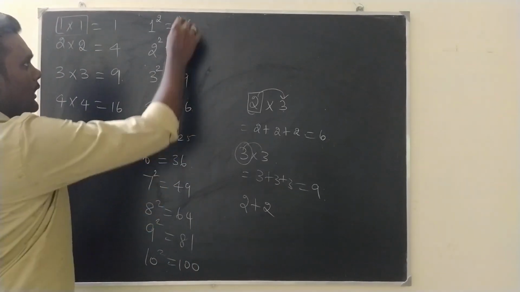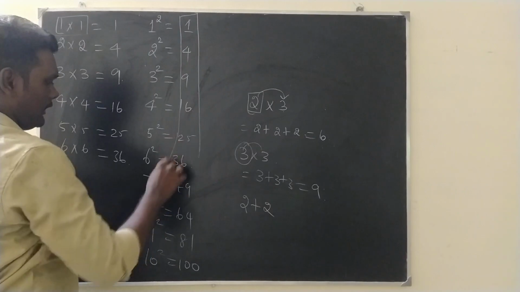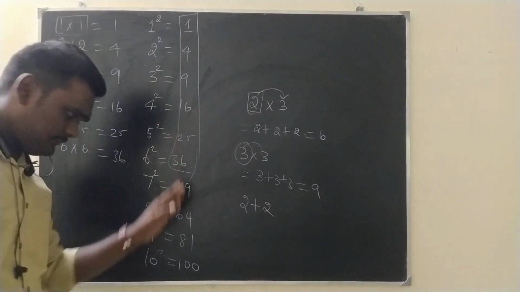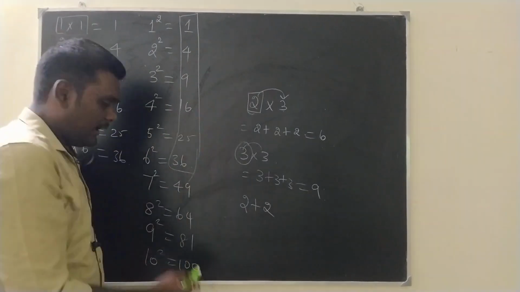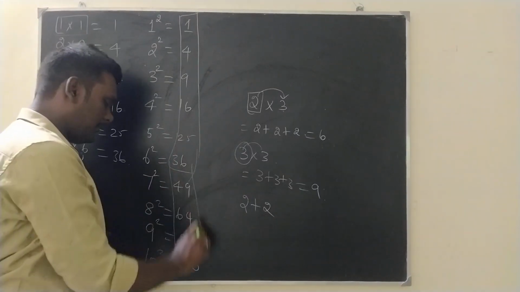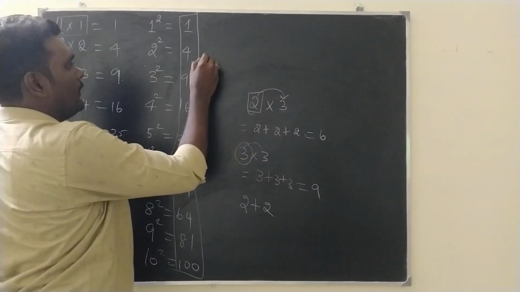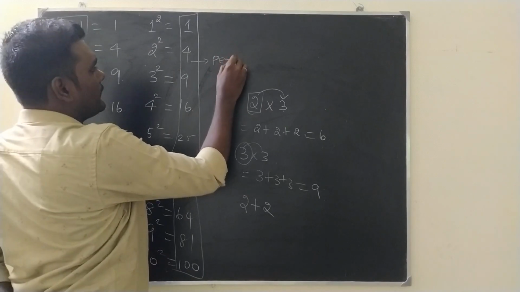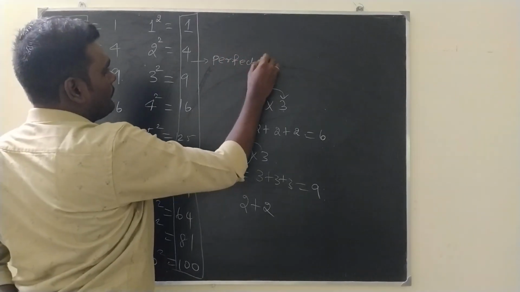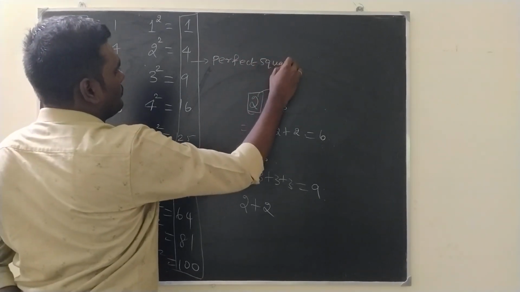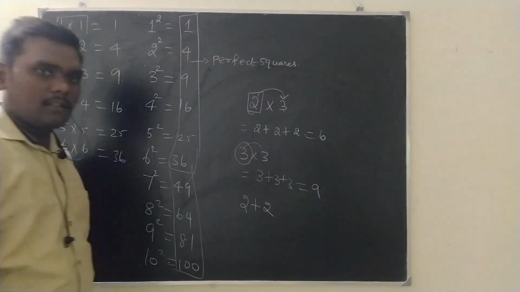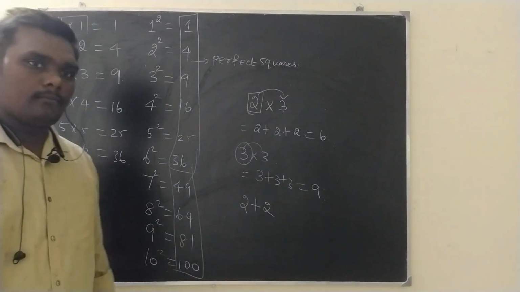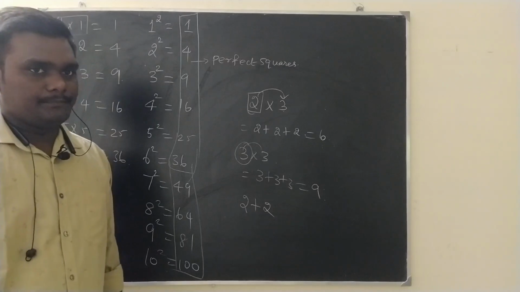1, 4, 9, 16, 25, 36. These are all the numbers which are on the right hand side. The numbers which are on the right hand side are called perfect squares. Okay.